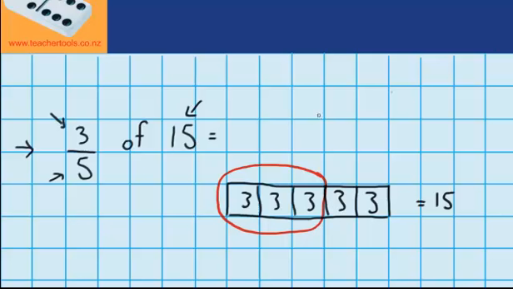Now remember, in my question, I wanted to find out how many candles were on 3 pieces, and I've got my red circle around those 3 pieces. Well, 3 plus 3 plus 3 is 9, so on 3 pieces of the cake, there are 9 candles. 3/5 of 15 is 9. Let's try another question.